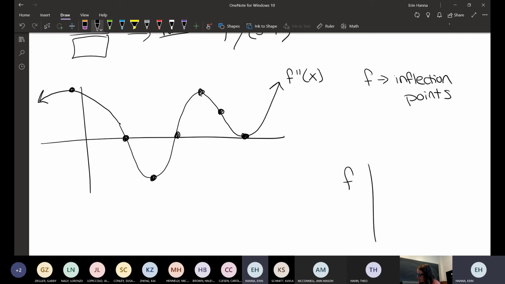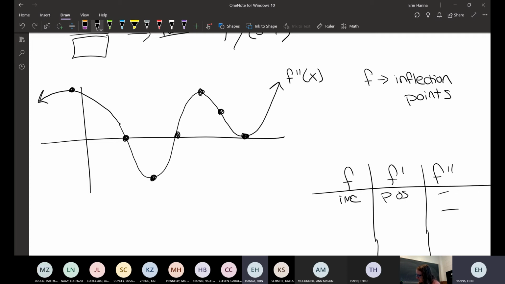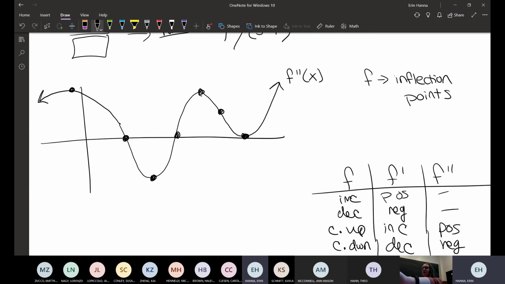And this goes way back to that chart that I said was really important. So if I can write this super quick: positive, increasing, negative, decreasing, positive, negative, increasing, decreasing, concave up, concave down. I'm also going semi-fast because I have a meeting in a little bit, so I gotta run.